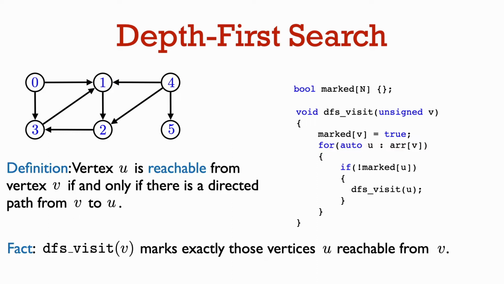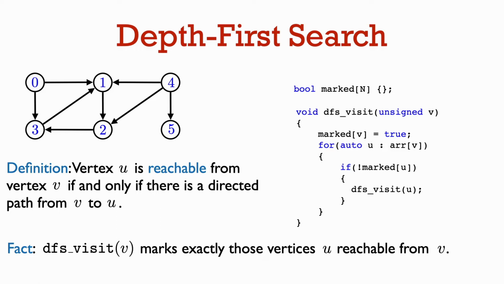When talking about depth first search in undirected graphs, we saw that DFS visit on vertex V marked exactly those vertices in the connected component of V. The situation is a bit different in directed graphs, so we need a new definition. Say that a vertex U is reachable from a vertex V if and only if there is a directed path from V to U.